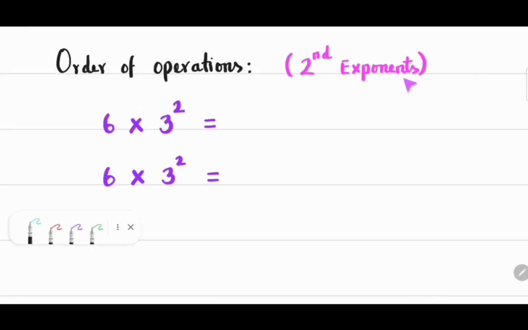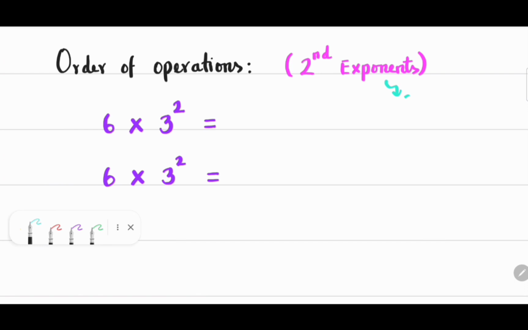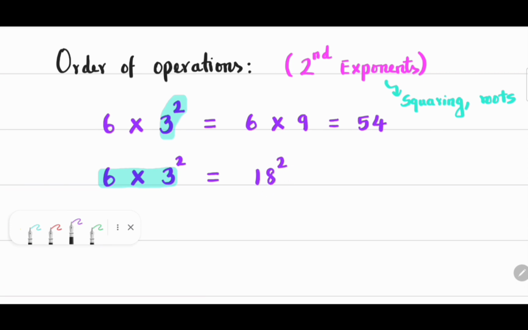Second, exponents. Before multiply, divide, add or subtract. Exponents are like squaring, roots, etc. Don't worry, we will learn about exponents in detail later. Here, we have to square the 3 before multiplying with 6. 3 squared is nothing but 3 times 3, which is 9. So we get 6 times 9, which equals 54. On the other side, if I multiply 6 with 3 first, we get 18 squared. 18 squared means 18 times 18, which is 324.